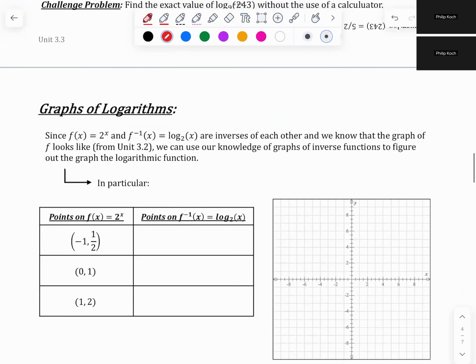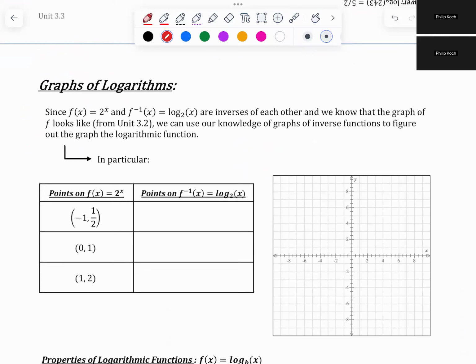So, graphs of logarithms. Since 2 to the x and log base 2 of x are inverses of each other, we know what the graph of f should look like from the unit, and we can use our knowledge of inverse functions to figure out what the graph of the logarithm is. In particular, please remember that (a, b) is on f if and only if (b, a) is on f inverse.